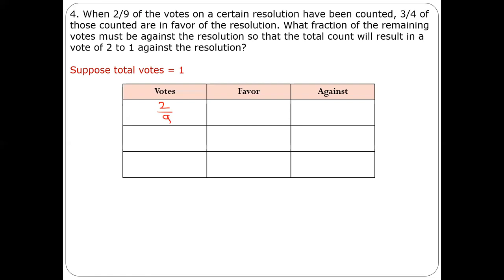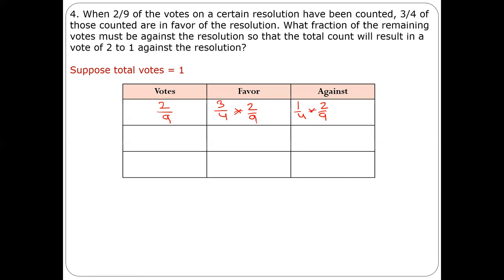How many are in favor of the resolution? Very nice. 3 by 4 of those counted, right? So 3 by 4 of those counted are in favor. So obviously the remaining 1 by 4 are against. Correct?